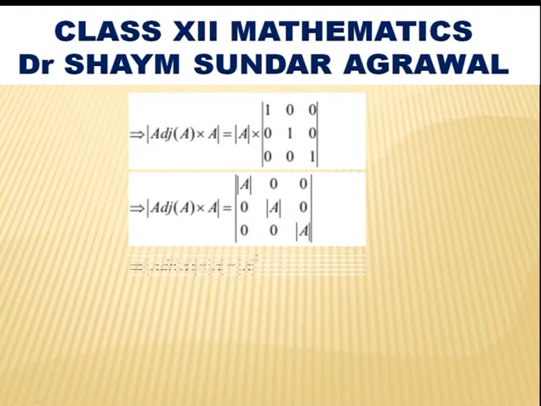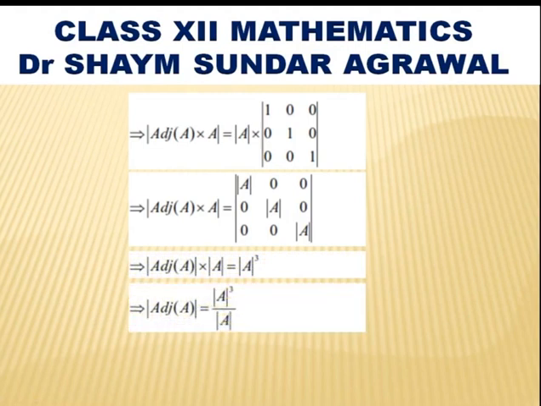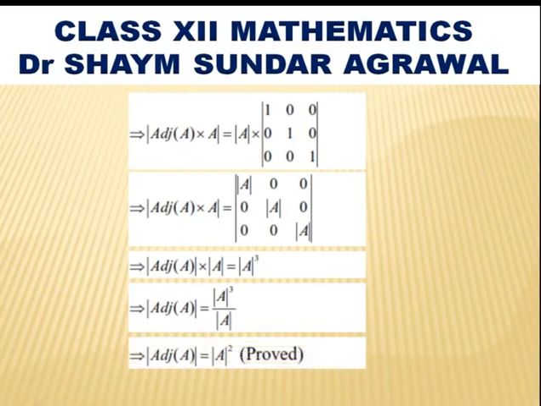So its determinant is determinant A whole cube, and on the left hand side, the determinant of adjoint of A into the determinant of A equals determinant A whole cube. Dividing both sides by the determinant of A, it becomes the determinant of adjoint of A is equal to determinant A whole squared. Proved.